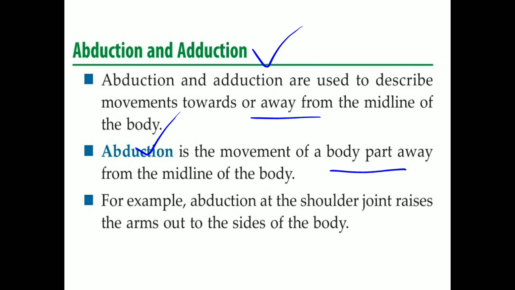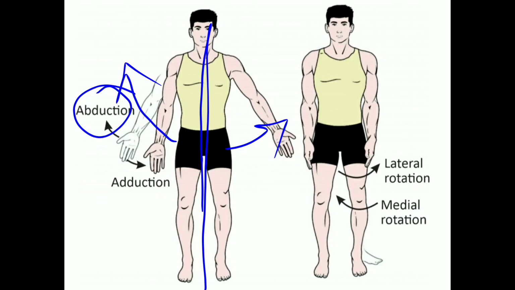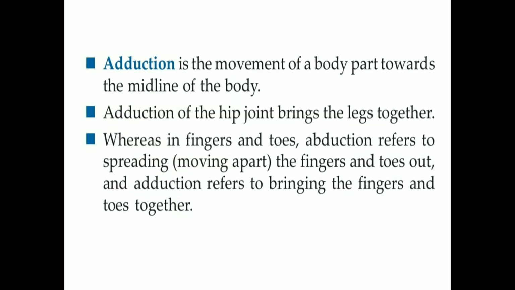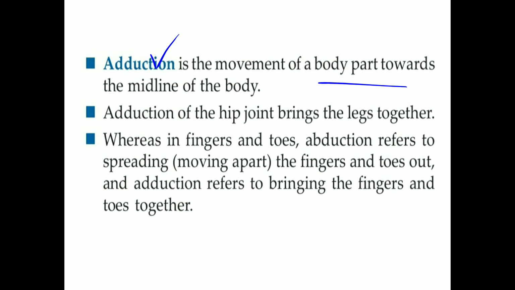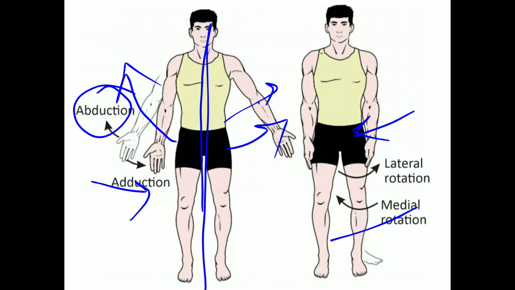That is abduction. For example, abduction at the shoulder joint raises the arm out to the sides of the body. Raising the arm out to the sides of the body is abduction. Then adduction, this is the movement of a body part towards the midline of the body, bringing it closer to the body. Bringing it closer is adduction. Adduction at the hip joint brings the legs together. Bringing the legs together is adduction.